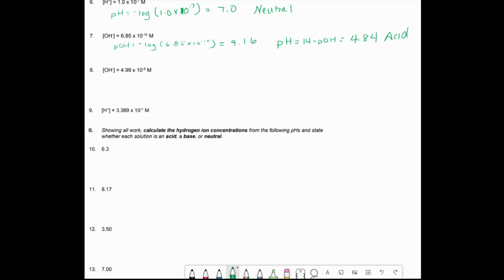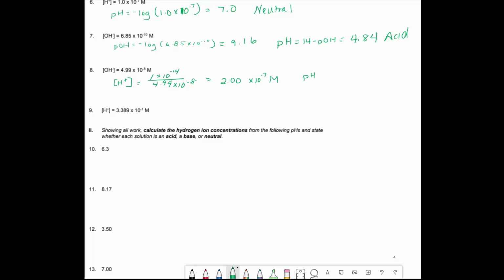Here we have a pOH, and here I'm going to do it the other way, where I calculate the concentration of the hydrogen ion, and I'm going to use the Kw of 1.0 times 10 to the negative 14, and I'm going to divide that by the hydroxide ion concentration, 4.99 times 10 to the negative 8. So I get a hydrogen ion concentration of 2.00 times 10 to the negative 7, and that is a capital M molarity. And then I need to find the pH.